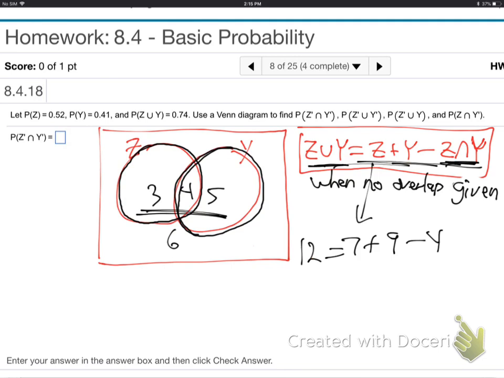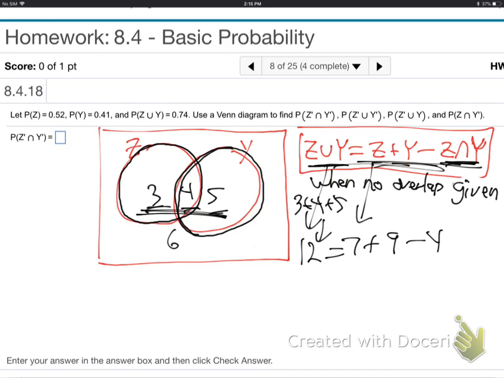Is that too quick? Do you see that logically? The left side is the union, right? It's either in Z or in Y. That's what the U means. You're not Z and Y. You're either in Z or in Y. How many are in either Z or Y? Well, 3, 4, 5. Right? 3 plus 4 plus 5, which is 12. 3, 4, and 5 are in either Z or Y.